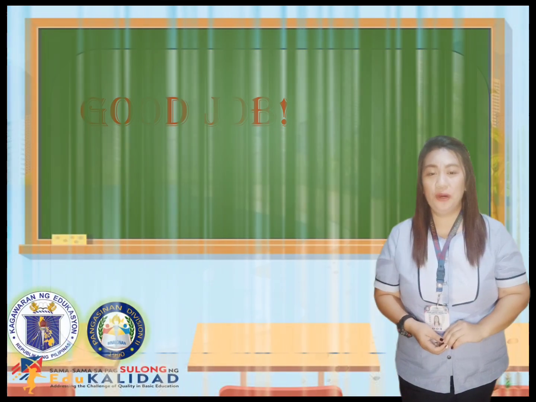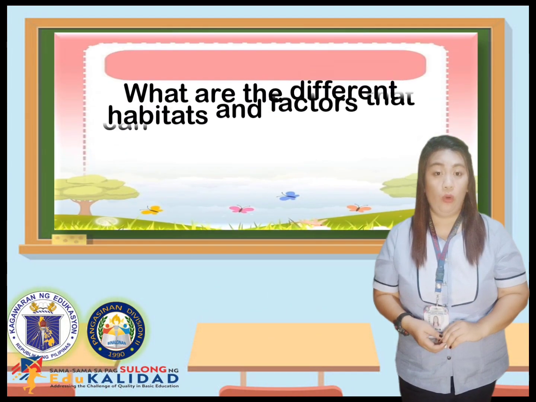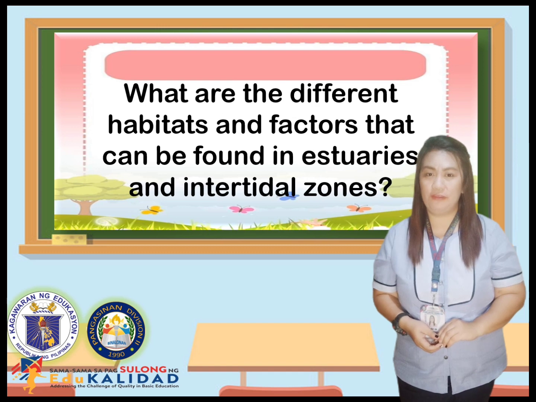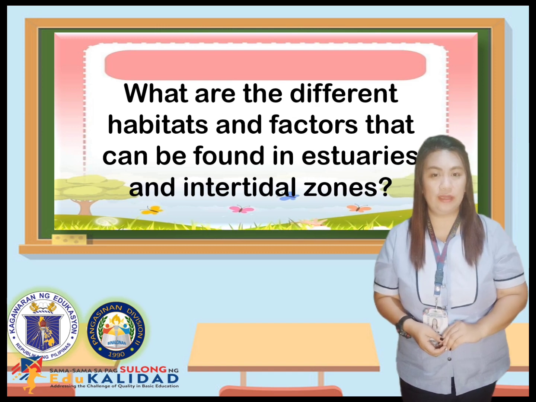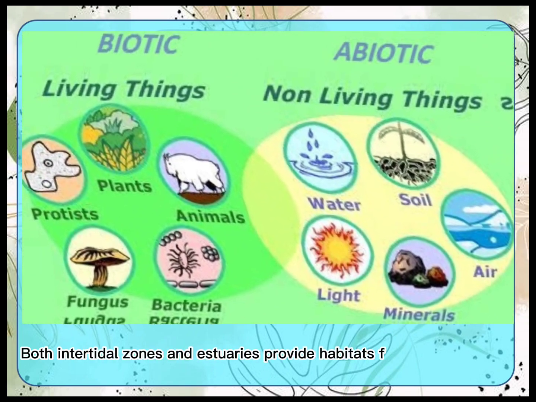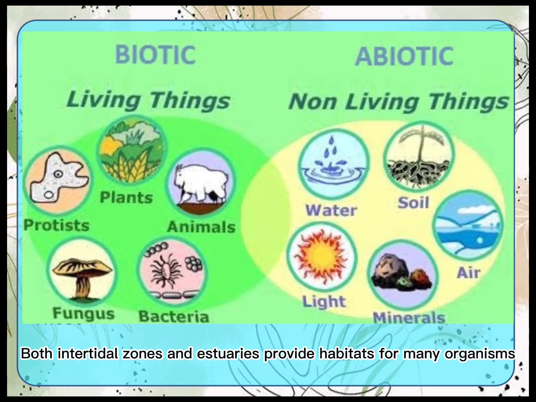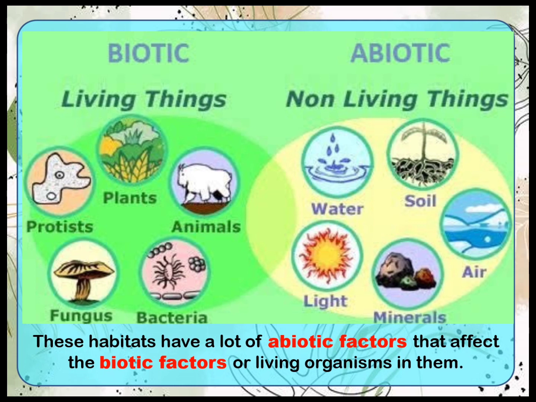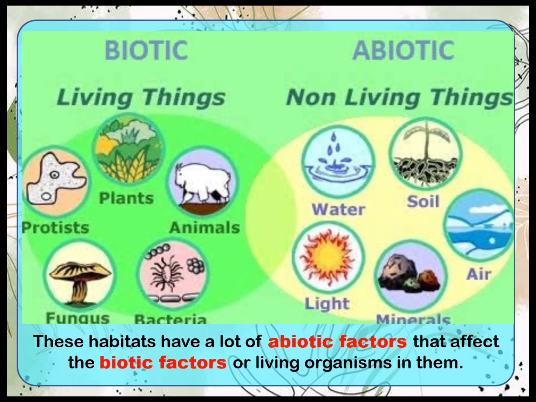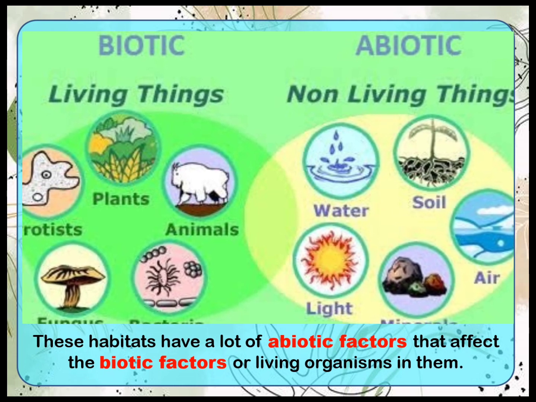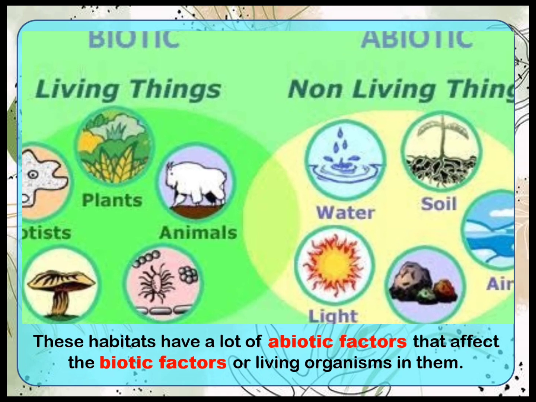So let's move on to our next guiding question. What are the different habitats and factors that can be found in estuaries and intertidal zones? Both intertidal zones and estuaries provide habitats for many organisms. These habitats have a lot of abiotic factors that affect the biotic factors or living organisms in them.